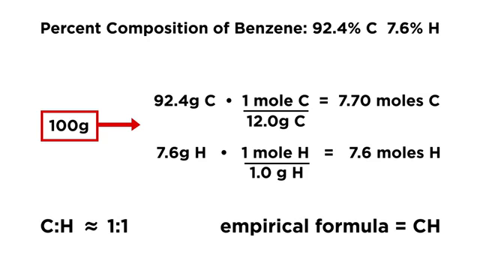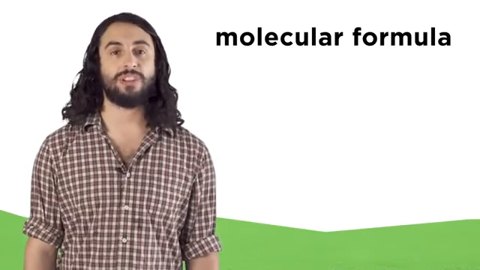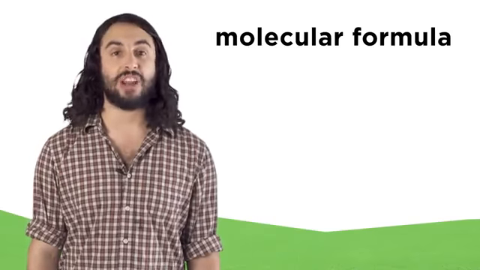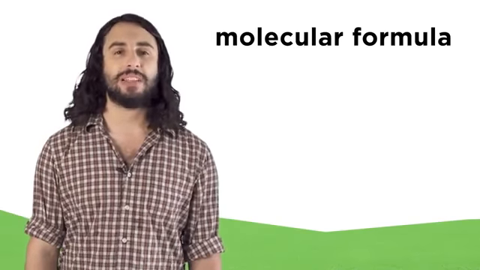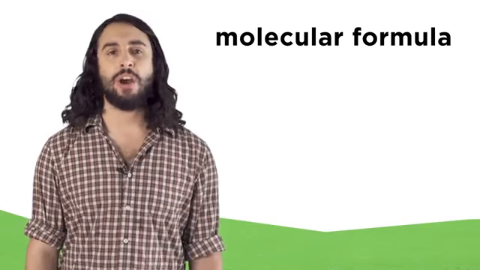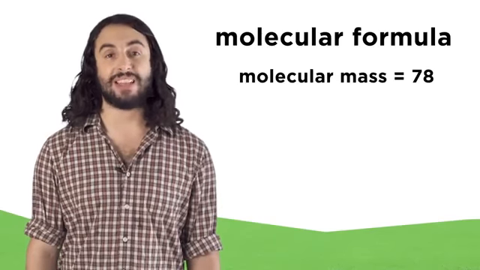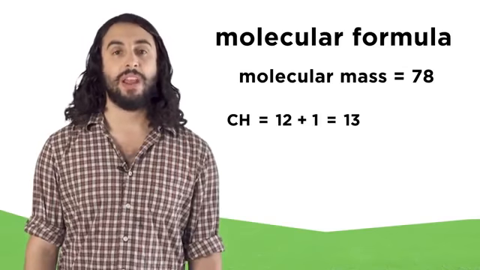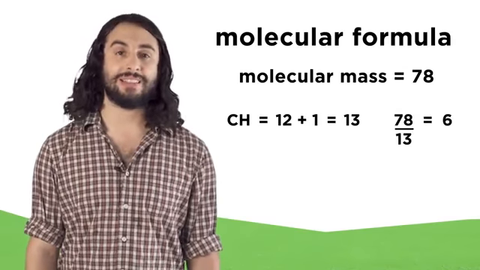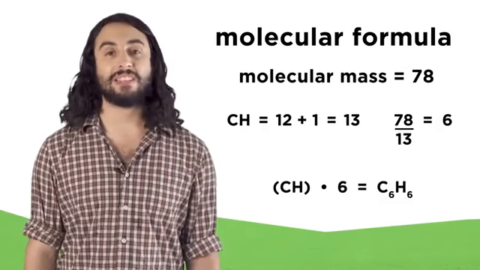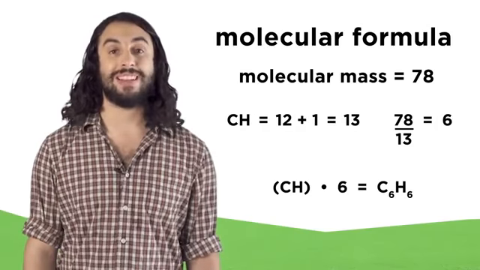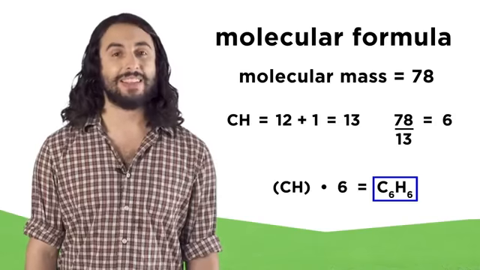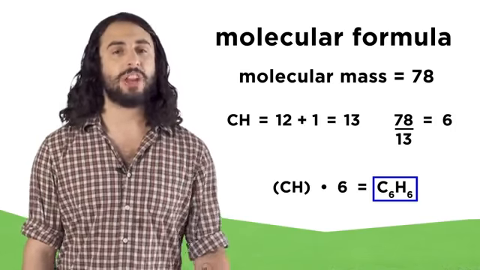This means that there is the same number of carbon atoms as hydrogen atoms in the molecule. If we want to find the molecular formula, which is the actual number of atoms of each element in a molecule, we need the molecular mass. Let's say we know that for benzene the molecular mass is 78. 1 unit of the empirical formula weighs 13, and 78 divided by 13 is 6. This means we need 6 units of the empirical formula to get the molecular formula, or C6H6. Let's check comprehension.